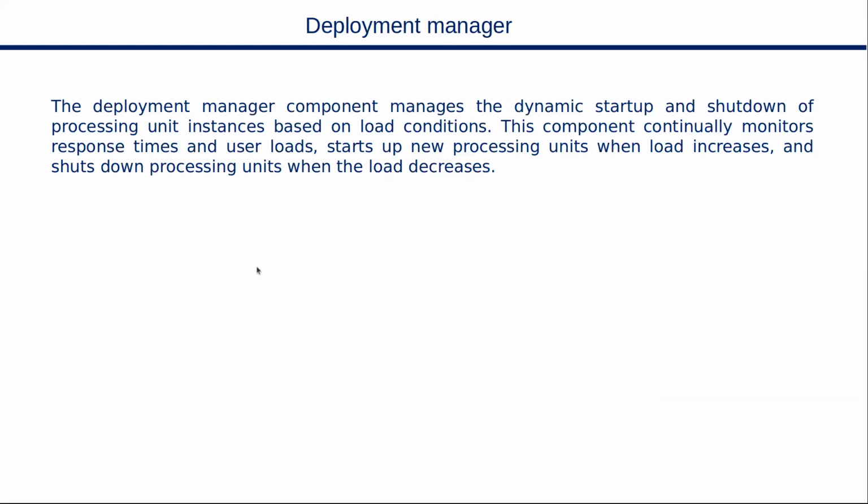The deployment manager component manages the dynamic startup and shutdown of processing unit instances based on load conditions. Based on load conditions, the deployment manager will decide, okay, at this moment I need to start up more instances to handle the load, or, we don't have too many requests coming, so there is no need to spend resources on processing units and we can shut them down. For example, at night time the users are sleeping and nobody uses the system, or just one instance will be enough at this moment. Why do we need to run all of these instances at this moment?